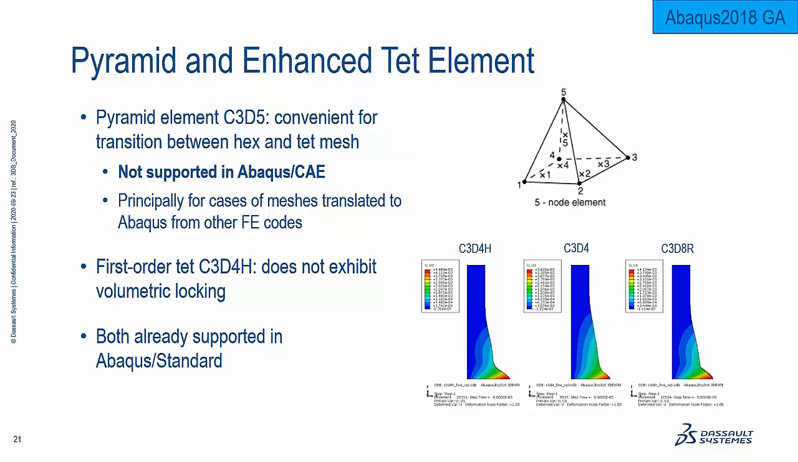Another major enhancement or major improvement was the addition of the C3D4H element, which had been available. This is a hybrid formulation element. Most people are familiar with the fact that tetrahedral elements in general, not specific to the Abaqus Explicit implementation, but in general, tend to be overly stiff.